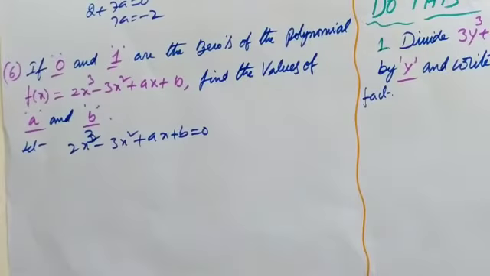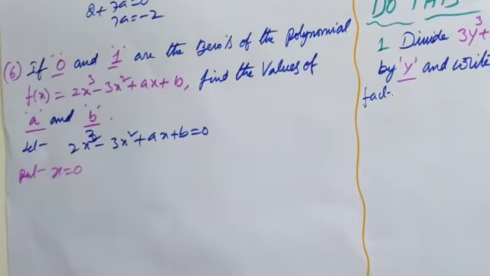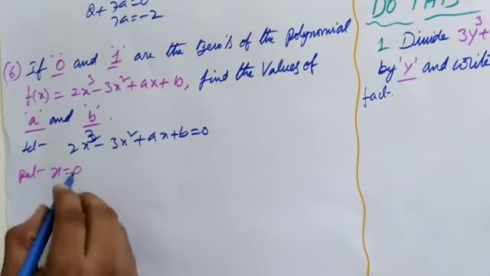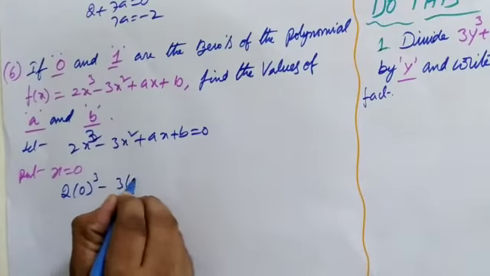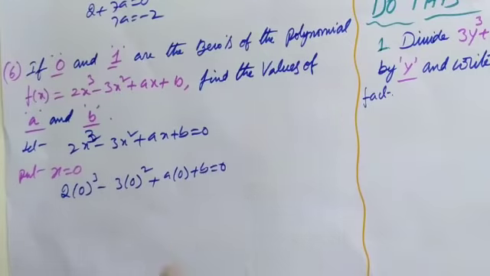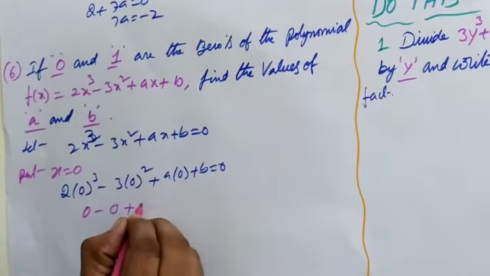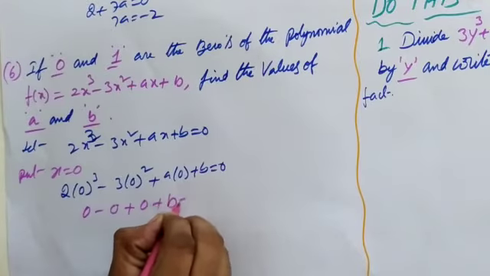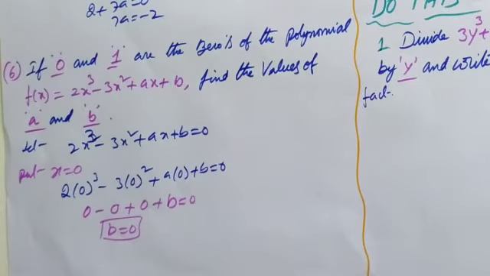Then put x is equal to 0. Replace x with 0: 2 into 0 cubed minus 3 into 0 square plus a into 0 plus b is equal to 0. The multiplication with 0, the result is always 0. Therefore 0 minus 0 plus 0 plus b is equal to 0. All are 0, therefore b is equal to 0.